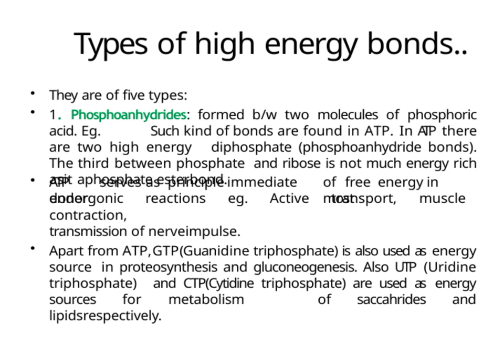It's worth noting that the bond between the phosphate and ribose in ATP isn't as energy-rich as the phosphoanhydride bonds. That's because it's an ester bond, which doesn't store as much energy. Understanding these high-energy bonds helps us see how energy is stored and released in biological systems, which is fundamental to cellular function and overall metabolism.